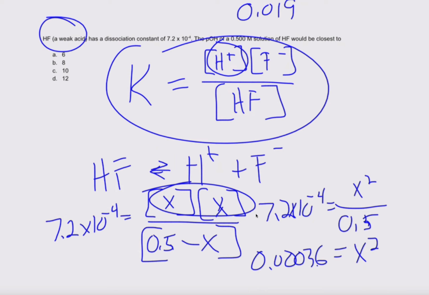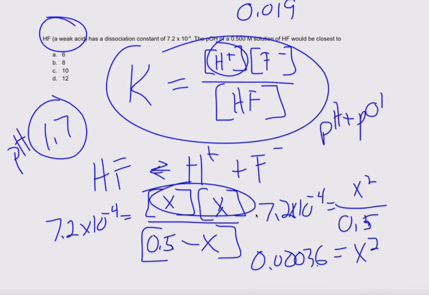0.019. So in order to find the pH, we take the negative of the log of 0.019, and we find that it is 1.7, which means that if that's the pH, then the pOH, right, pH plus pOH equals 14. So 14 minus the pH of 1.7 is close to 12. It's actually 12.3, so it's closest to the answer 12.